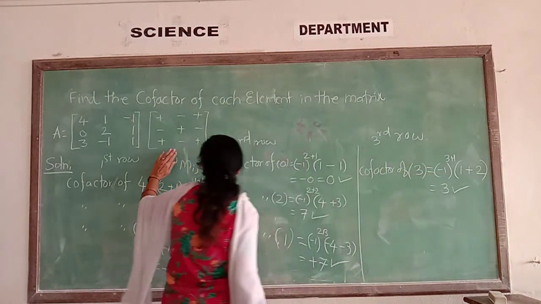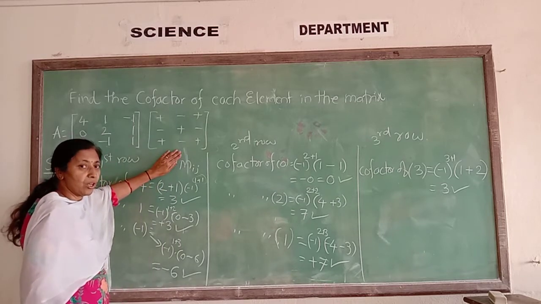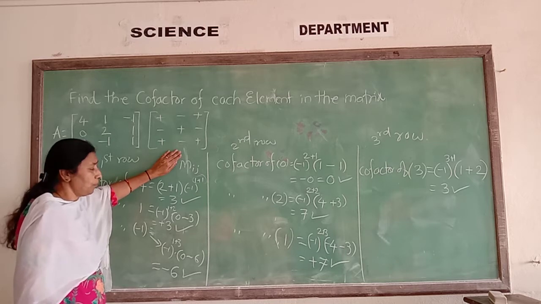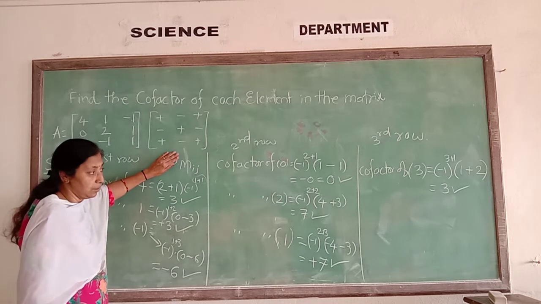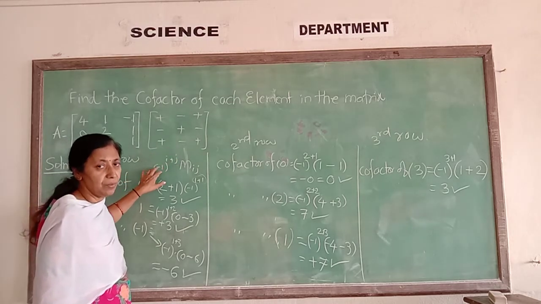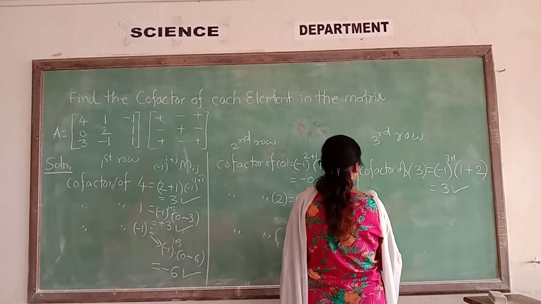This I plus j, you should not use this one in the formula when you are asked to find only the minor. When you have to find only the minor, you should not use minus 1 to the power I plus j. If you use it, it will become a cofactor.